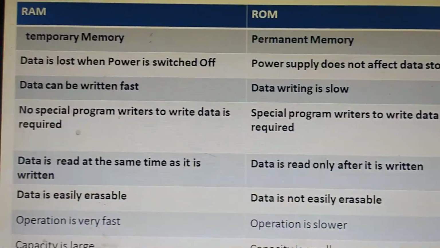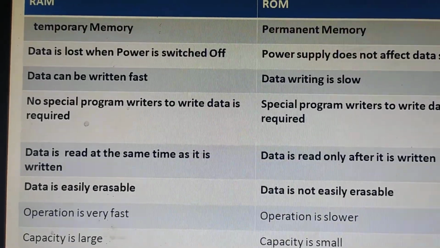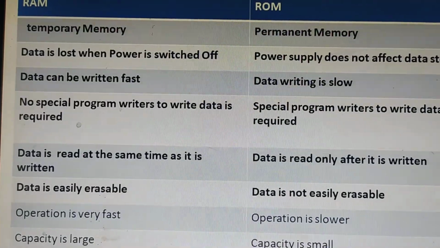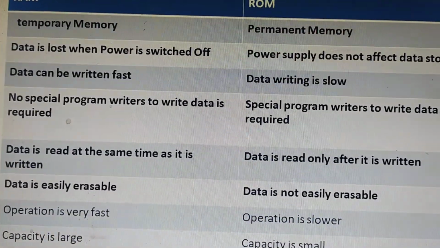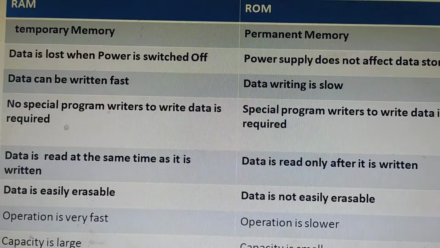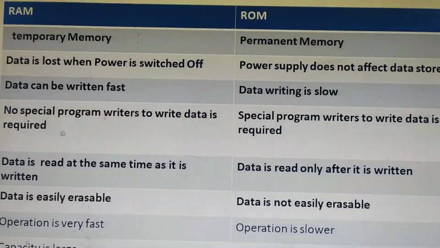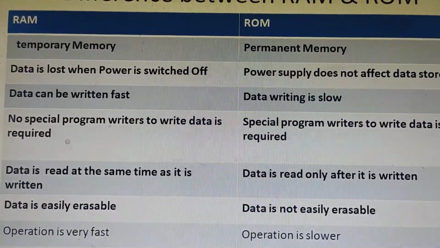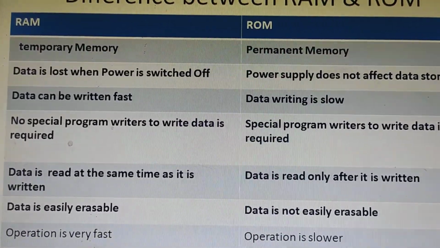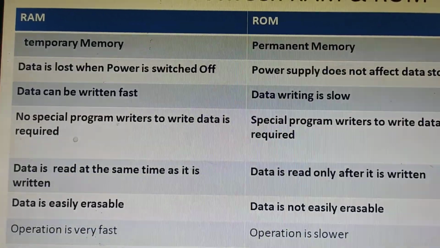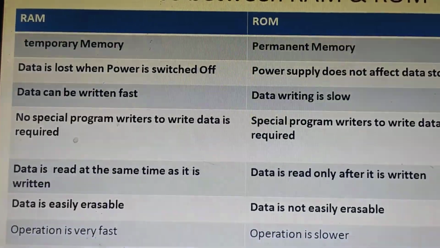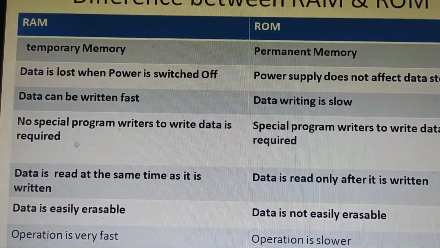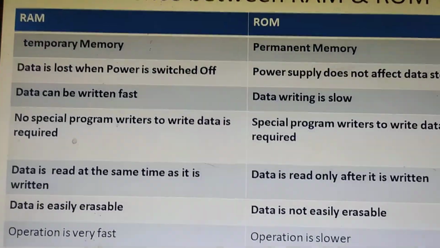The third difference is that in RAM the data can be written very fast. In ROM the data writing is slow because it requires some special devices and special techniques to write. So data writing in ROM is slow, and data writing in RAM is fast. It doesn't require any special equipment; we just go on typing the data on the keyboard, and the data will be stored in RAM.